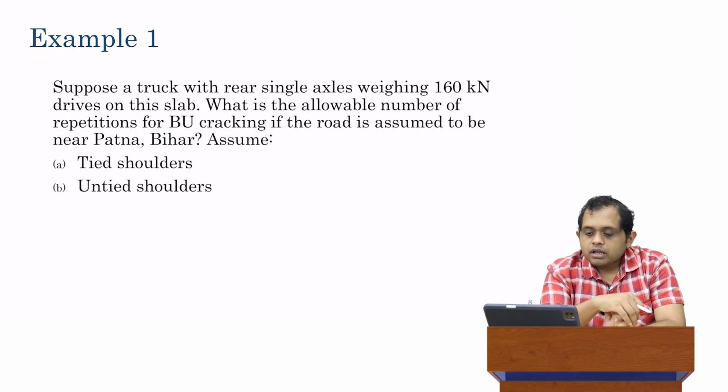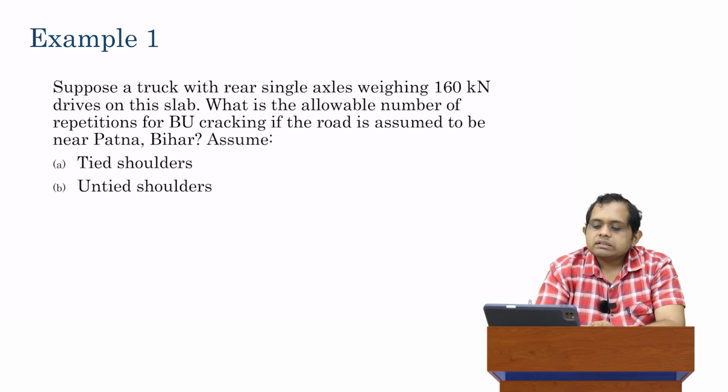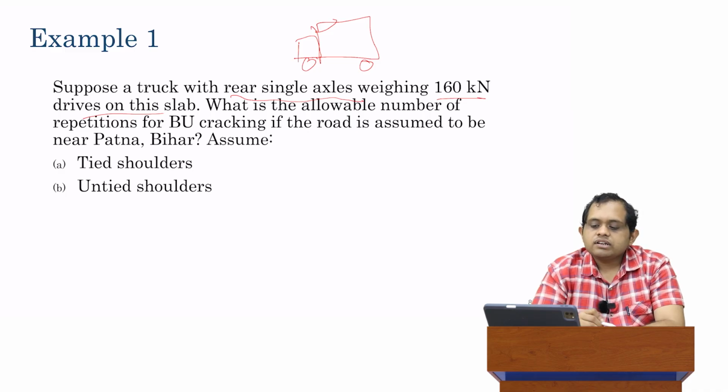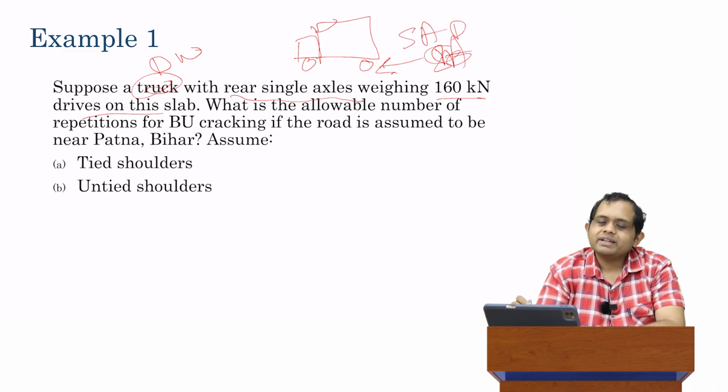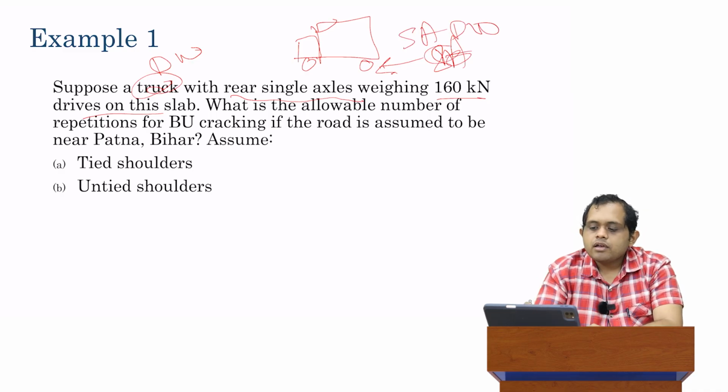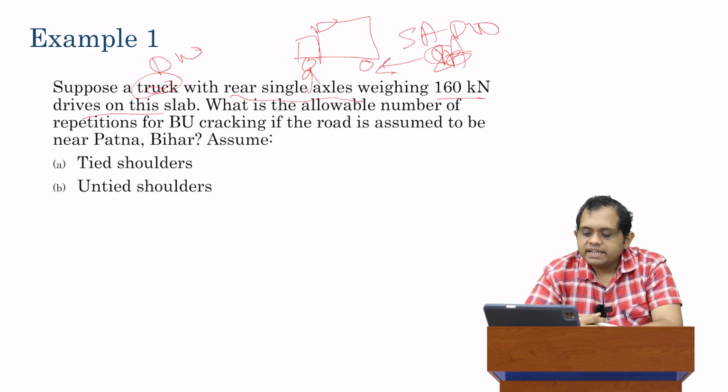Now, here is the question. Suppose a truck with rear single axle, that means it basically looks like this, weighing 160 kilonewtons, drives on the slab. We have not been told whether the rear single axle is single wheel or dual wheel. Generally, since we have said it's a truck, it's almost always going to be dual wheel. So we can assume that this rear axle is a single axle dual wheel. We can make this assumption without too much trouble. We have to think about the front axle, but let's see whether we need that.